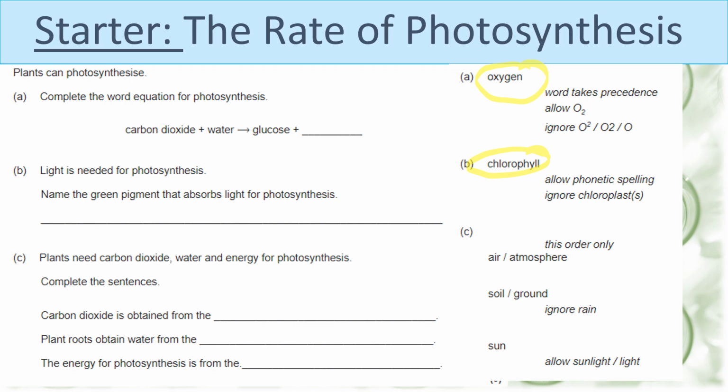Complete the sentences. Carbon dioxide is obtained from the air or the atmosphere. Roots obtain water from the soil or the ground. Do not accept rain, because they don't absorb it from the rain directly. It has to go into the ground and be absorbed by the roots. And energy comes direct from sunlight.